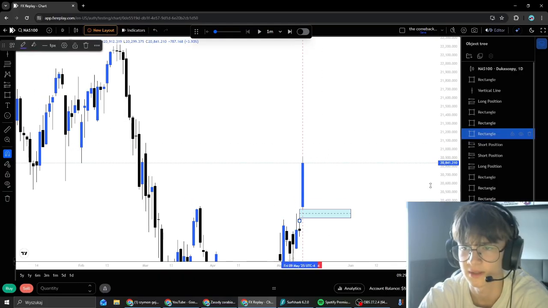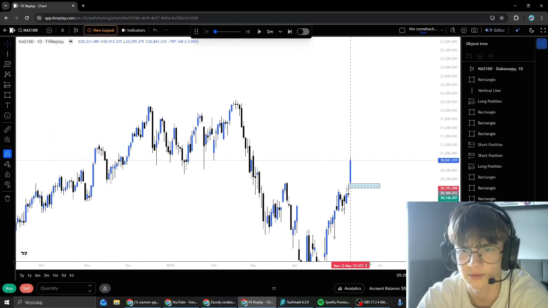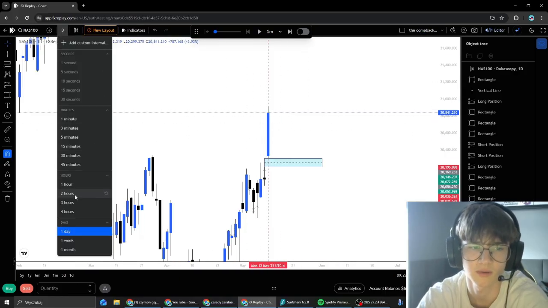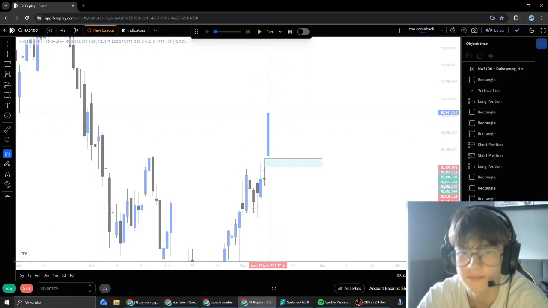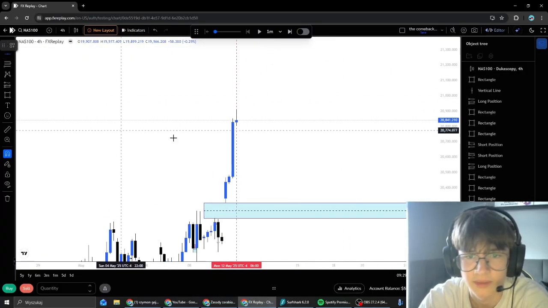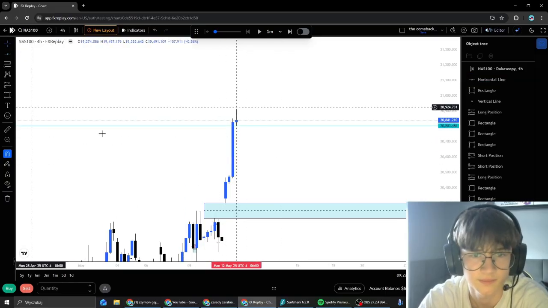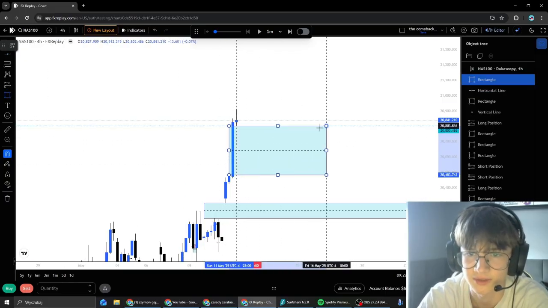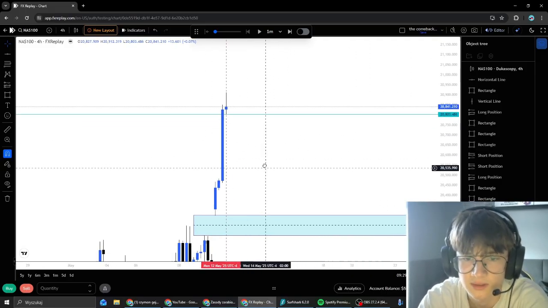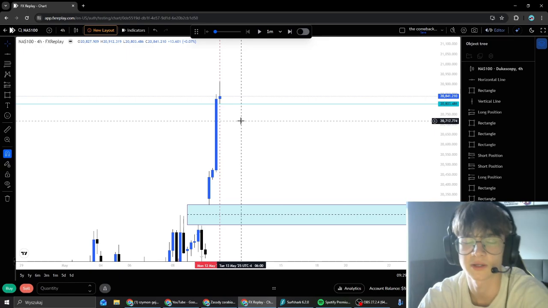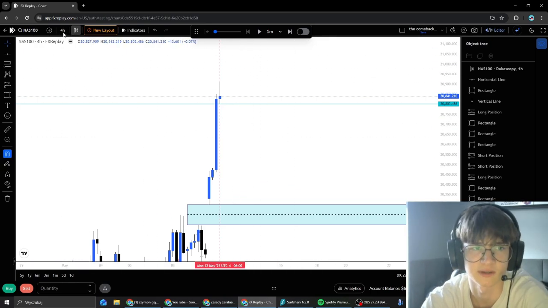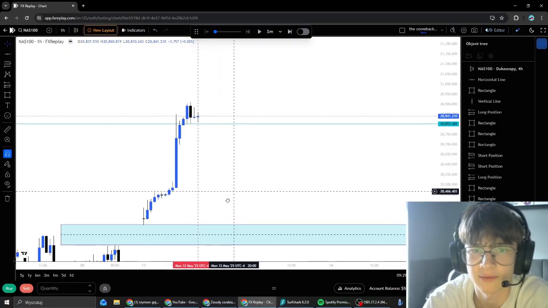I don't know what to think of it. Maybe this is our manipulation move. We can go back down after that, but we have this big FVG right here. I'm just gonna put this line here so it isn't making too much trouble in my chart. Okay, nothing to see here, just up candles on the hourly.